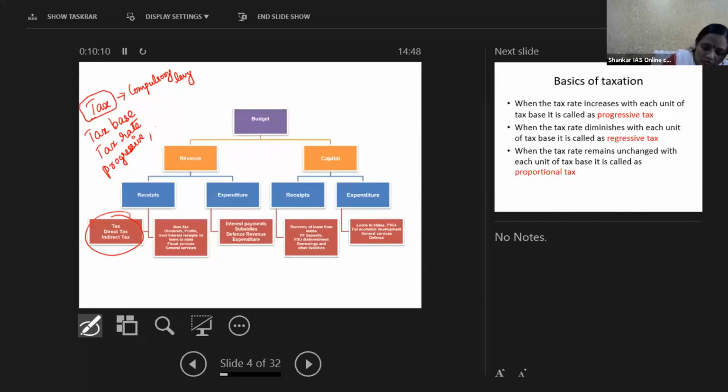2 is proportional. 3 is regressive. These are the 3 words, principles which you need to know to generally understand the different types of taxation in our country. First is the word progressive, then proportional, then regressive.